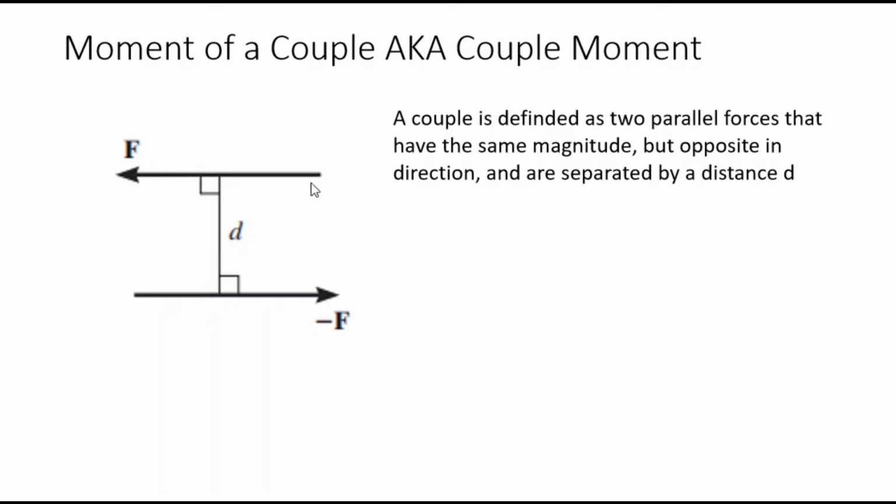So let me read this one. A couple is defined as two parallel forces, as you can see here. This is a force going to the left and the other one is a force going to the right. They are parallel to each other and they have the same magnitude. Meaning to say, if this is 100 kilonewton, the one going to the right is also 100 kilonewton. So they are parallel and have the same magnitude, but they are in opposite directions.